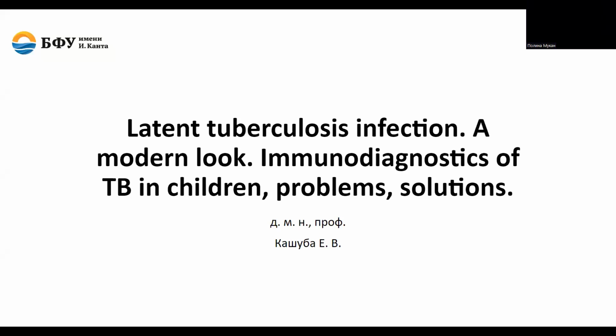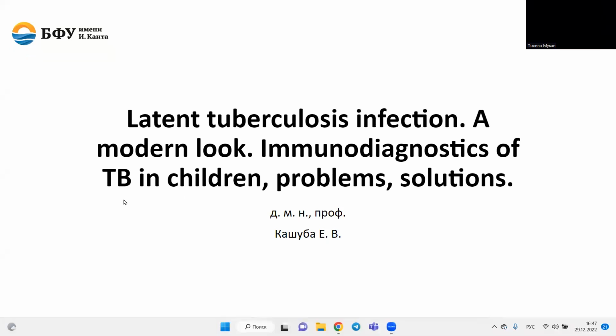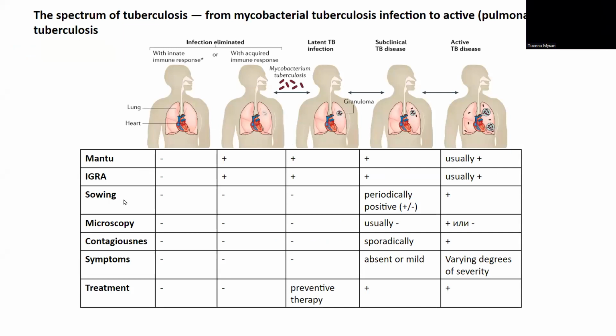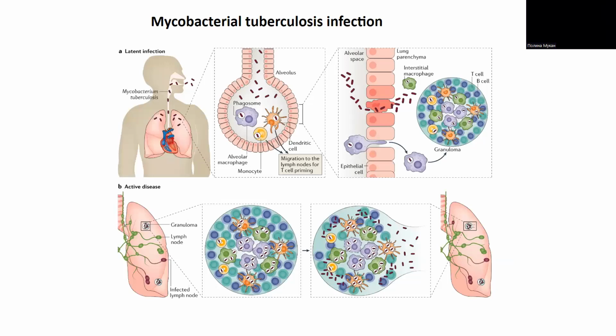Hello everyone, today we will talk about latent tuberculosis infection, a modern look: immunodiagnosis of tuberculosis in children, problems and solutions. Well, you can see in this picture the spectrum of tuberculosis, from Mycobacterium tuberculosis infection to active pulmonary tuberculosis. And you can see that we have a wide spectrum. Mycobacterium tuberculosis infection is what happens in our body.